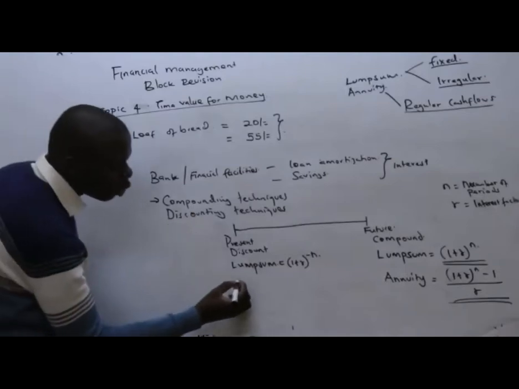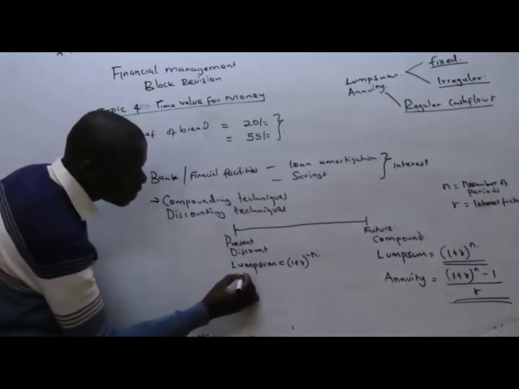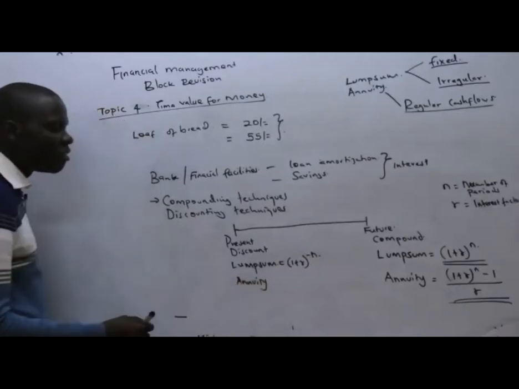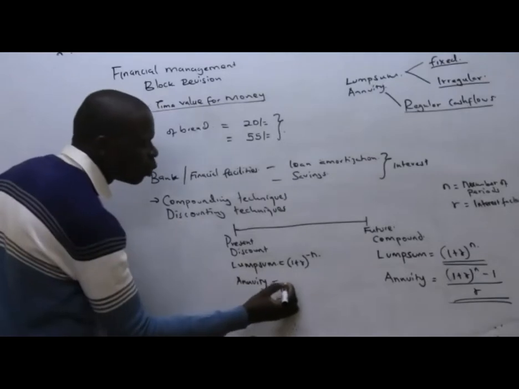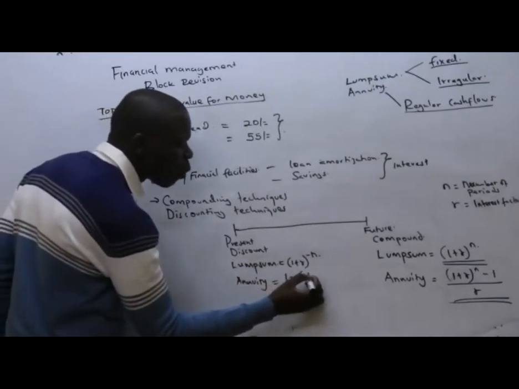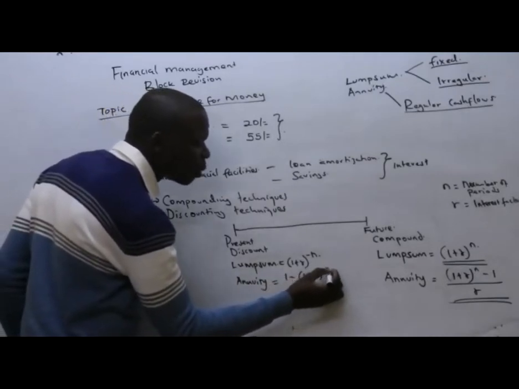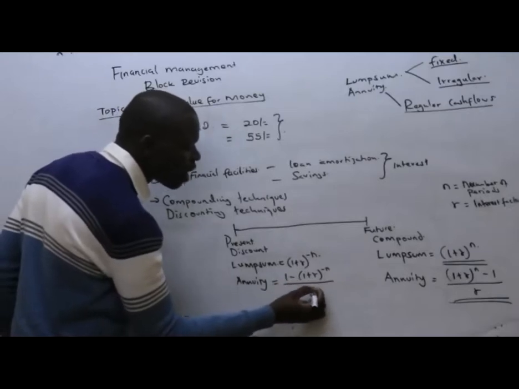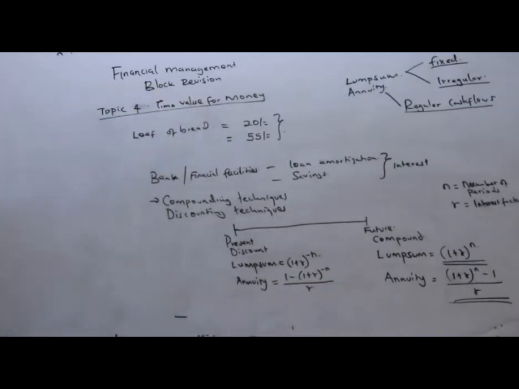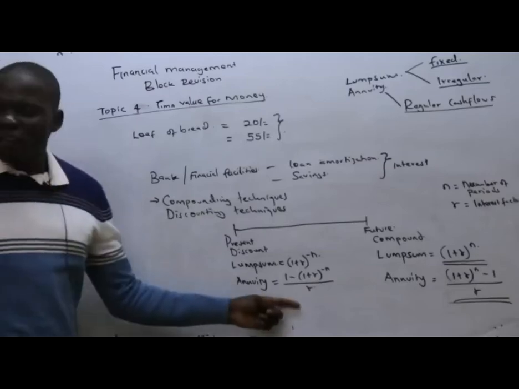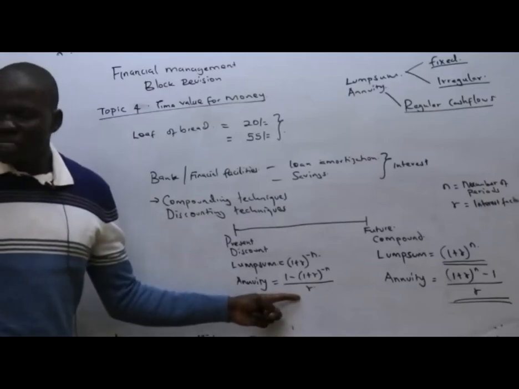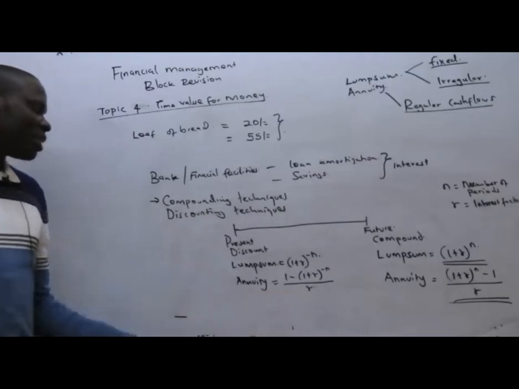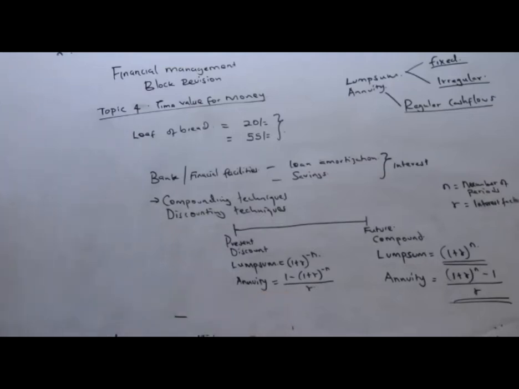While to determine the value of an annuity, we can always say 1 minus 1 plus r raised to power negative n over r. This is the formula of determining the discount factor of an annuity.